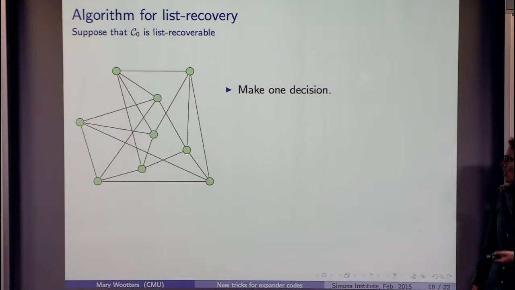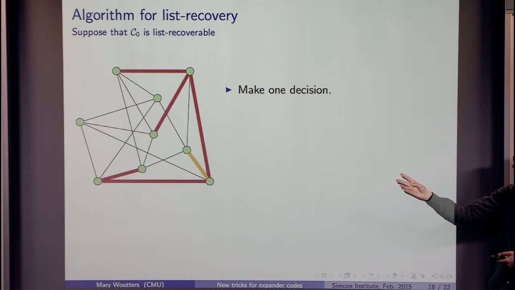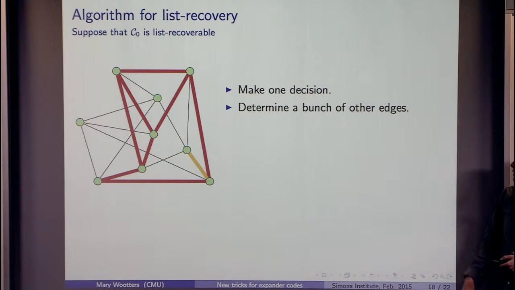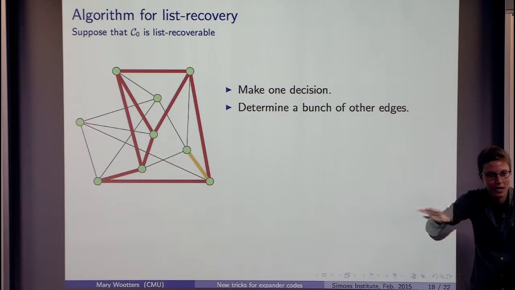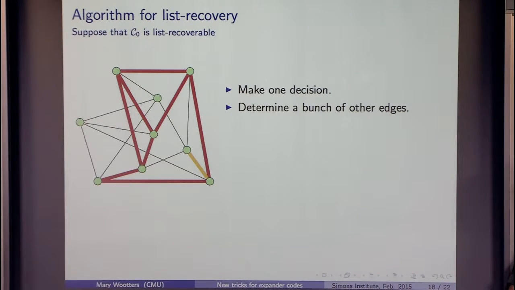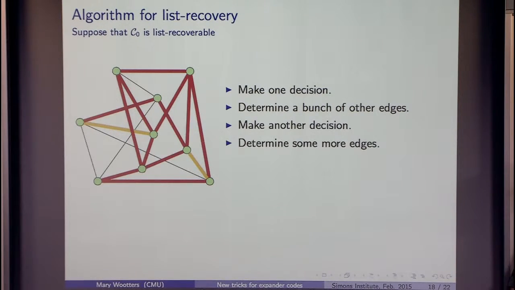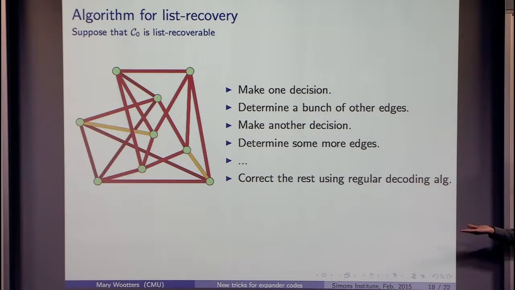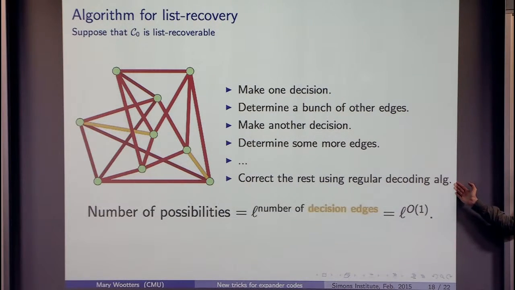And that's basically the whole algorithm. So I make one decision, that determines some other edges. Making those decisions determines some more edges, and so on. And because this is an expander, we hope this will propagate out pretty fast and cover a lot of the graph, a constant fraction of the graph. Okay. Then we repeat. We make another decision. That will determine some more edges, and so on. And we repeat this a constant number of times until we've covered almost all of the graph, at which point we can correct the rest of the edges using the normal decoding algorithm for expanders.